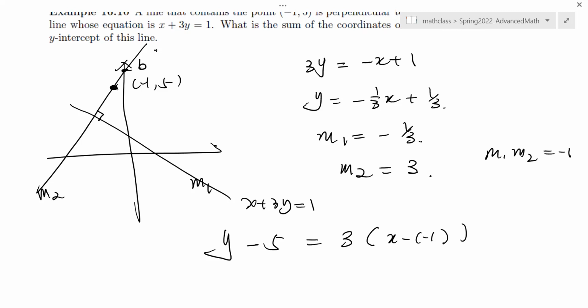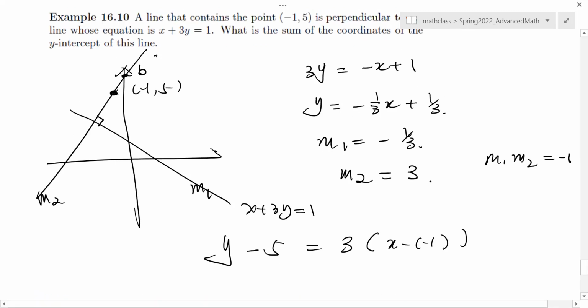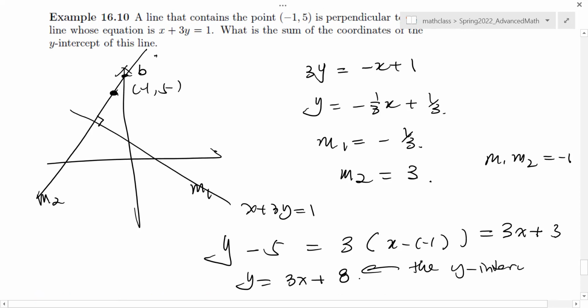And so you rewrite this equation. It's going to be 3x plus 1, so it's plus 3. So y equals 3x plus 8. So the y-intercept is 8, not 0. Right? So this is the y-intercept. Why is this the y-intercept? Because when x equals 0, y equals 8. That's a point on the y-axis.